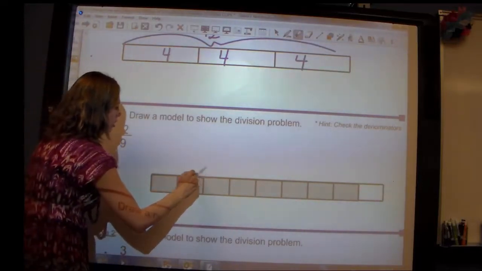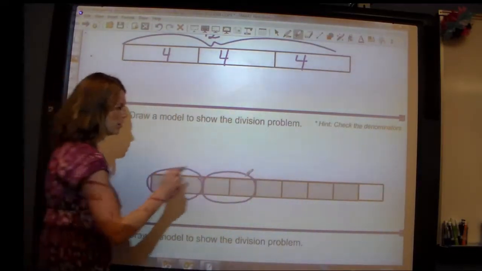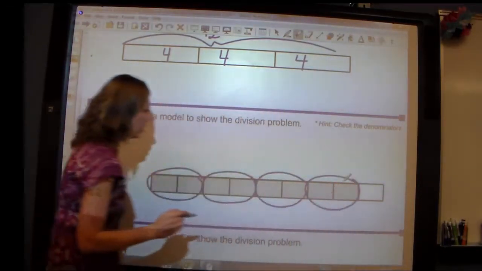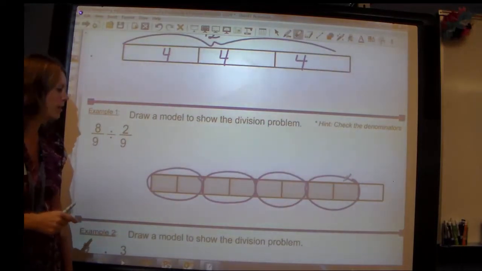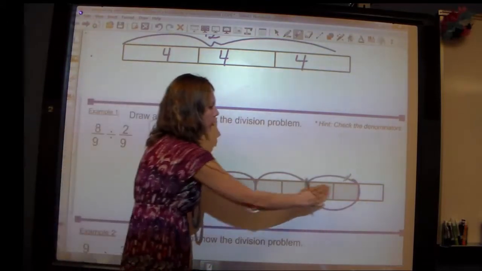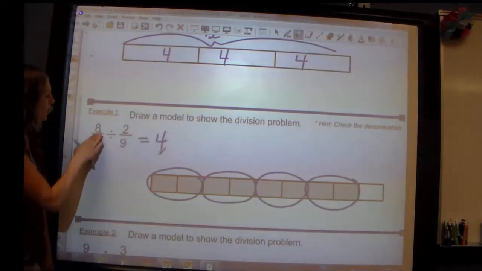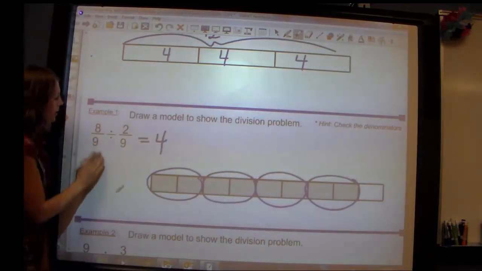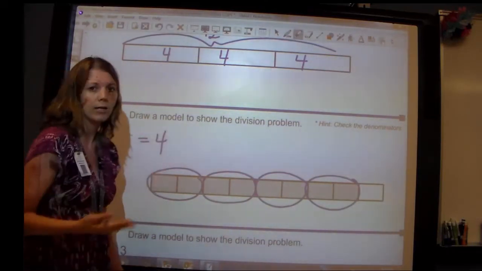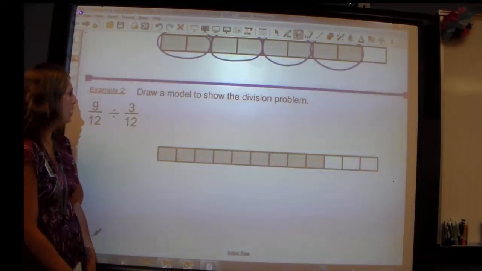What I can do is circle 2 out of the 9, another 2/9, a third set of 2/9, and one last set of 2/9. So you can easily see how many groups of 2/9 are there in 8/9. There are 1, 2, 3, 4 groups. And if you look at our problem, it's easy to see that 8 divided by 2 is 4. Because these have the same denominators, 9 divided by 9 would be 1, and 4 over 1 is the same as 4.